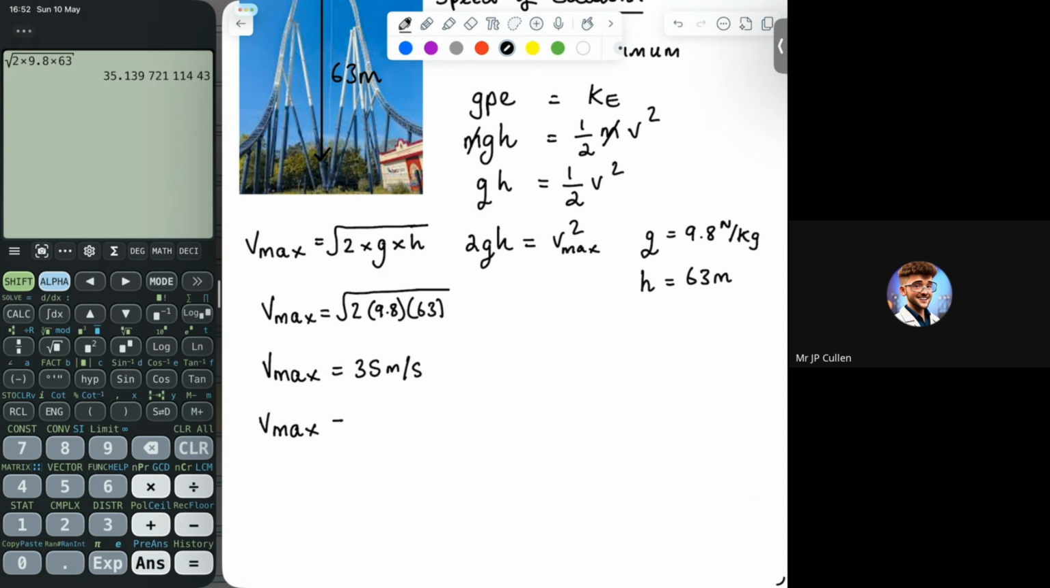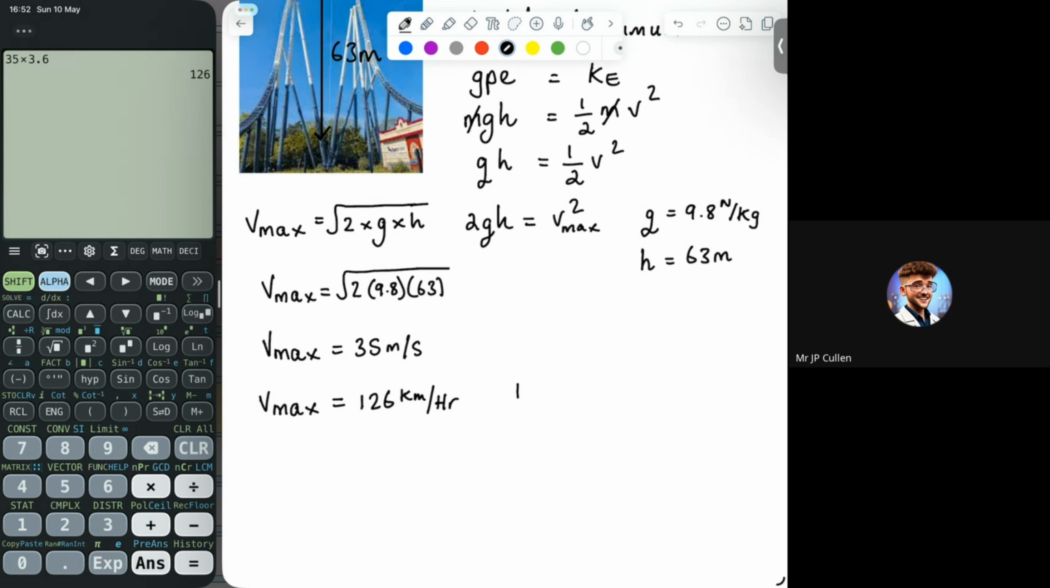Let's have a look. It equals 126 kilometers per hour. Okay, cool. And if we round that to two significant figures, we get 130 kilometers per hour. So that is my estimation of the maximum speed of Stealth based on energy transfers.